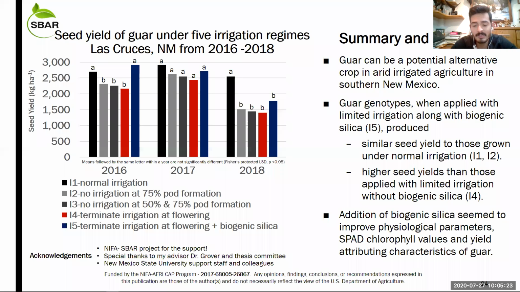So that's why we think that guar is a potential alternative crop in southwest New Mexico, and it meets the SBAR project. I would like to thank the SBAR and IFA for the funding for all those activities and the meetings that we have together. Of course, Dr. Robert, my advisor, because he's always been helping me with patience, and we worked together to achieve our objectives. And of course, the New Mexico State University staff and colleagues for being together on this project. And I think that's pretty much it.